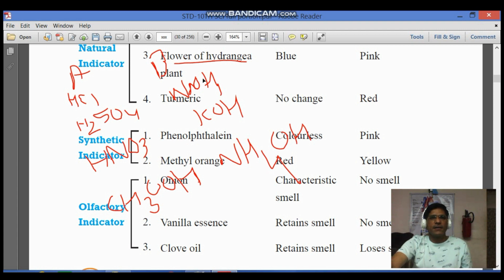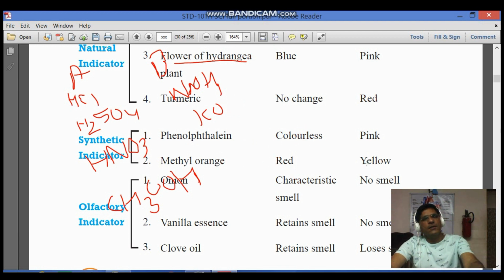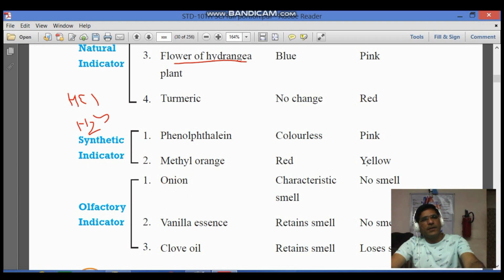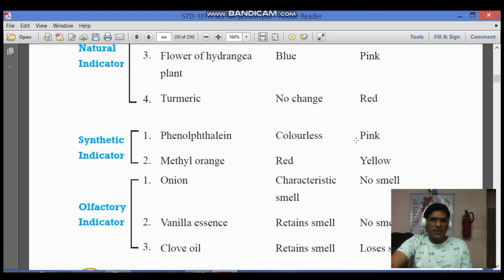For all the bases, NaOH, KOH, NH4OH, if I put 2 or 3 drops of phenolphthalein, it converts into pink. If I put methyl orange in the solution, it will convert into yellow. So if you see the example exercise, in one activity the names of the acids and bases are given, and you have to give the answer of what the color change is.